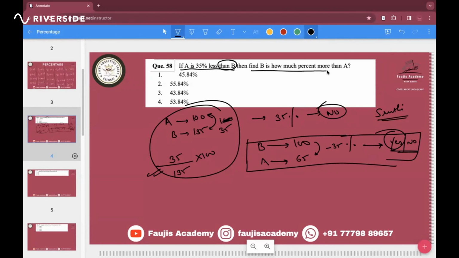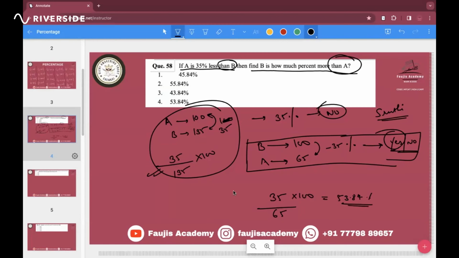Now find B is how much percent more than A. What did I say? More than A. "Than A" means keep it down. After "than", whichever you are comparing it with, that has to be put in the denominator. And how much is it more? It is more by 35 for obvious reasons, into 100. If you have calculators, you will get 53.84%.